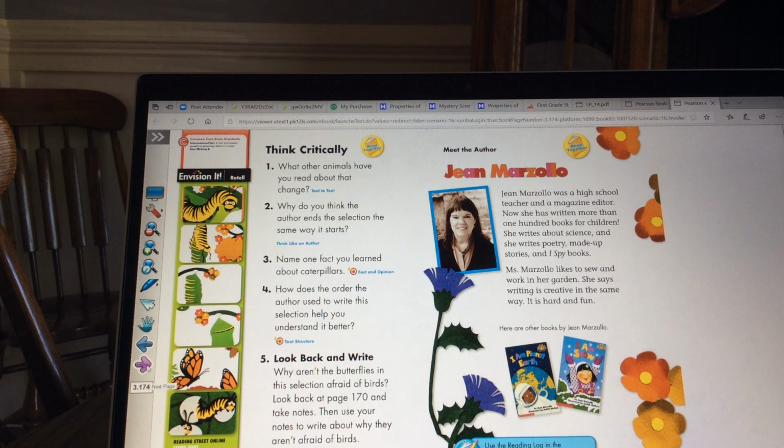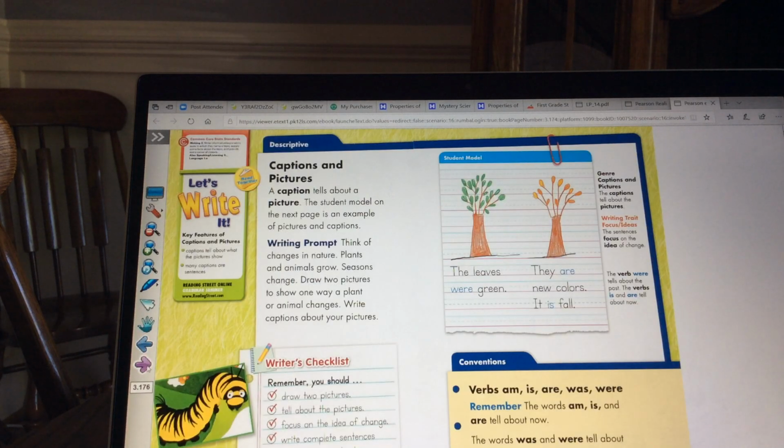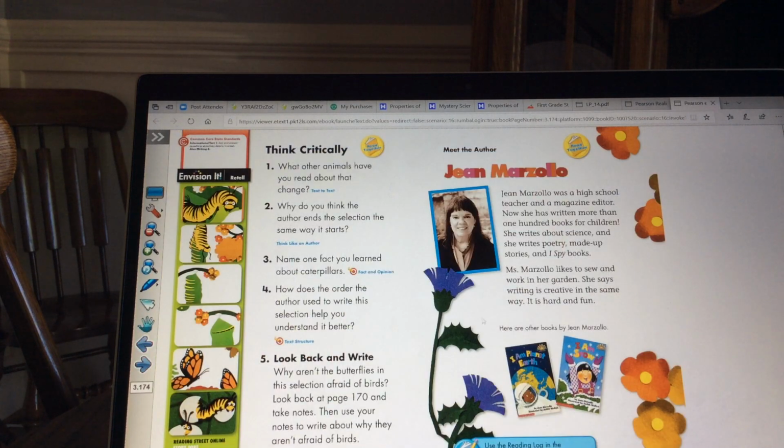Okay, and I think that's the end of the book. Let me just make sure. So this page is about the author, and sometimes you'll see that in different books as well. It gives you a little bit more information about the author and maybe their style of writing.